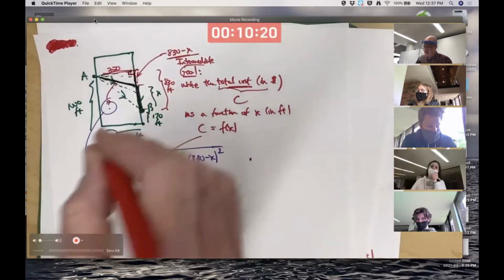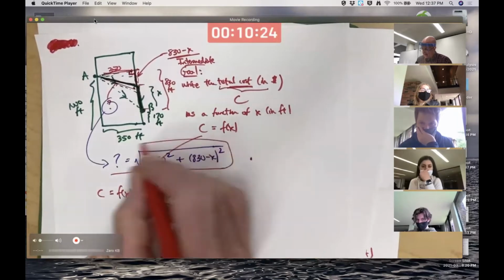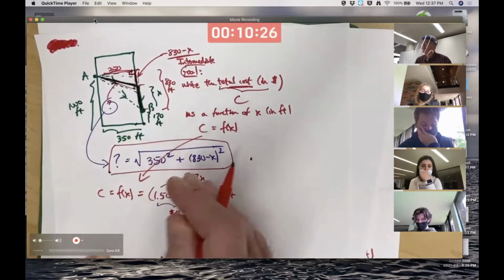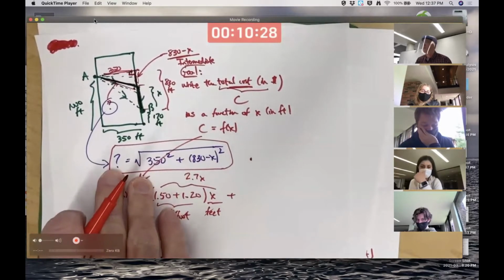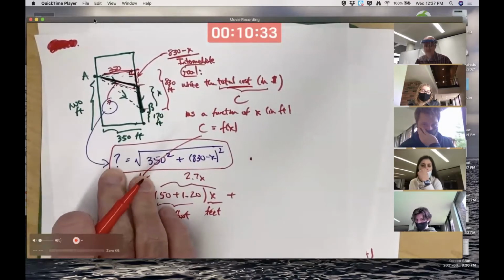What about the part that goes through the wetlands? Well, its length again is this thing right here. I've got to multiply that by the cost in dollars per foot for installing across the wetlands.